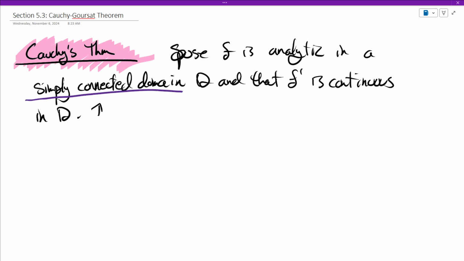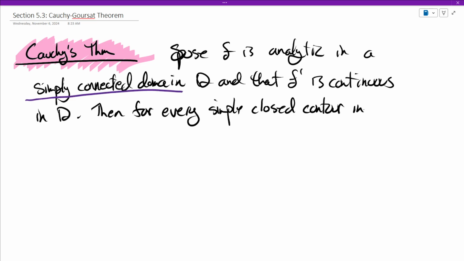What's the conclusion? The conclusion is then for every simple closed curve, contour, I guess we say, in D, C in D, the integral over C of f of z dz is 0. So that's the conclusion. That's what we get from Cauchy's theorem, or sometimes called Cauchy's integral theorem.